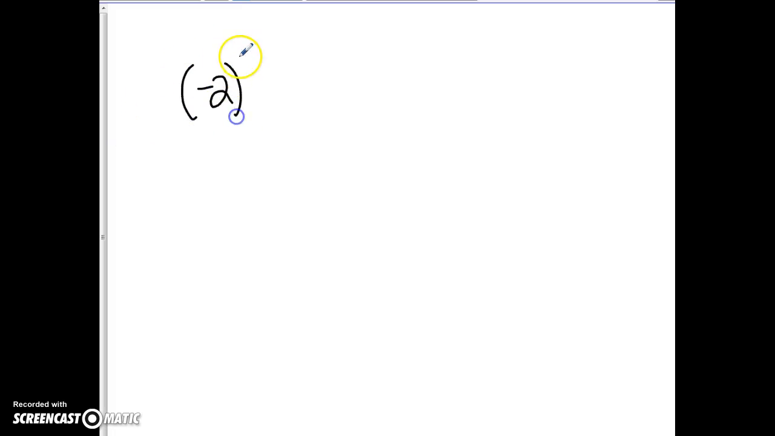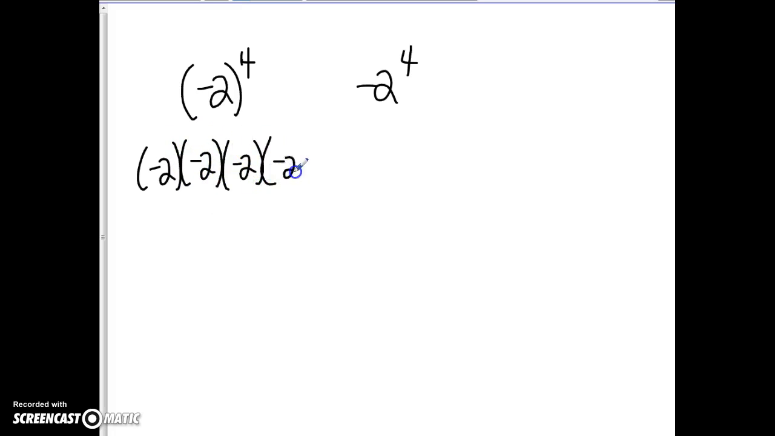negative 2 to the 4th power. So now we have an even exponent again. And then we're going to do one with and one without parentheses. So negative 2 to the 4th with parentheses means you're taking that number negative 2 and you're going to multiply it together 4 times. Okay?